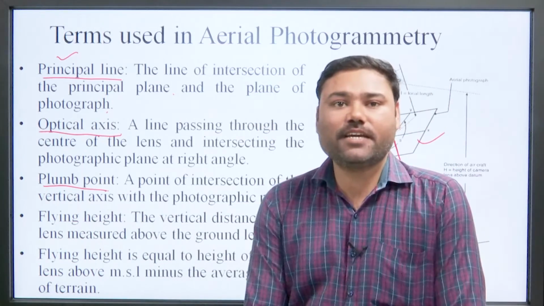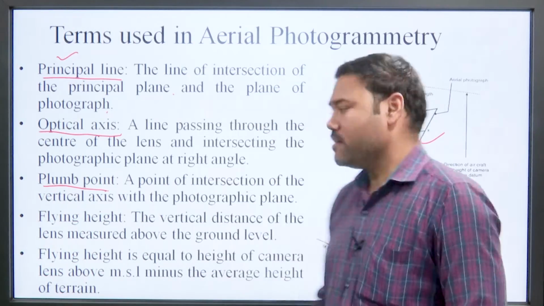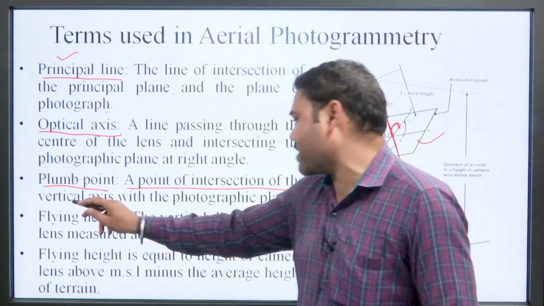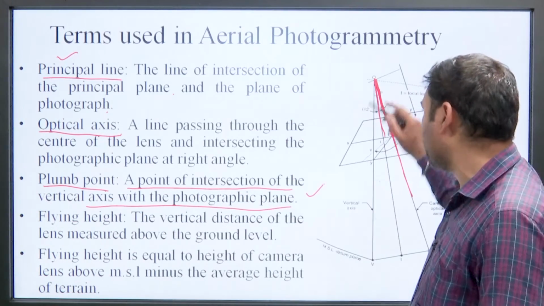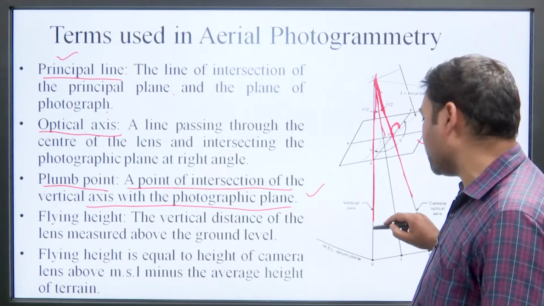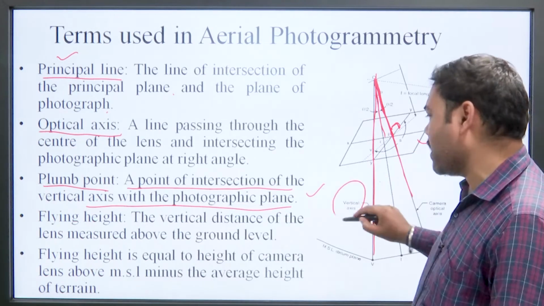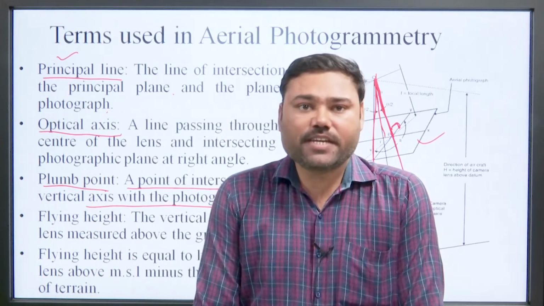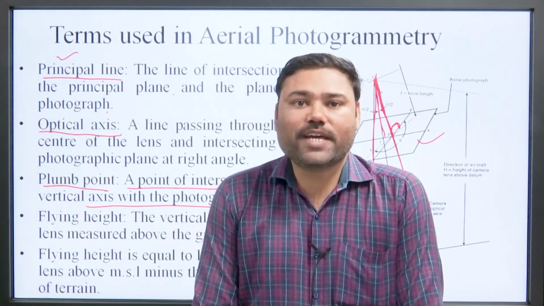What is a plumb point? Plumb point is generally on the vertical axis, or it can be defined as the point of intersection of the vertical axis with the photographic plane. This can be defined as a plumb point, and this is also the vertical axis. Now, in aerial photography, there is an important term known as flying height.